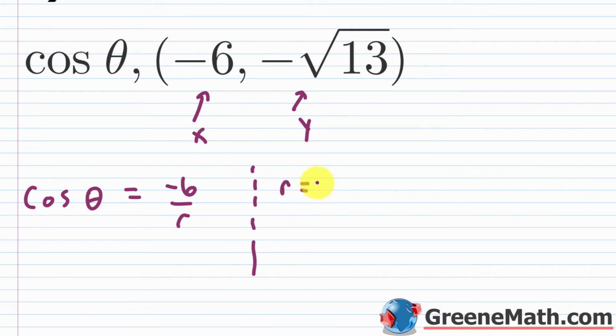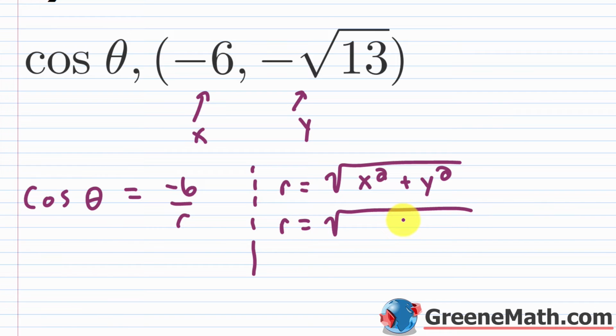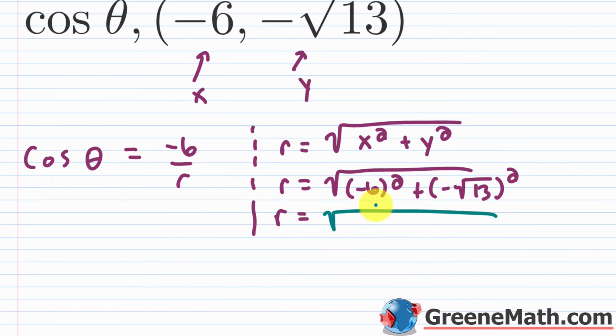So we'll say that r is equal to the square root of x squared plus y squared. So r is equal to the square root of, so for x, I have negative 6. So let's put negative 6 in there. That's going to be squared. Then plus, for y, I have negative square root of 13. So negative square root of 13, that's going to be squared. So r is equal to, we're going to say this is the square root of, negative 6 being squared is going to be 36. And then plus, when this negative gets squared, it's going to go away.